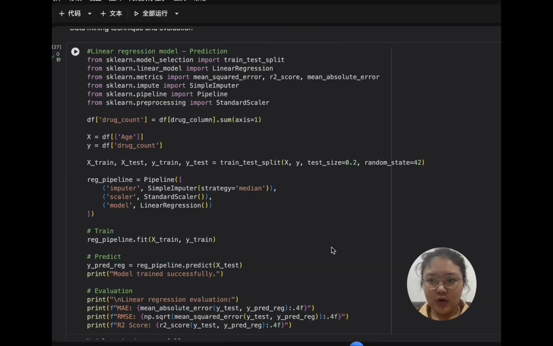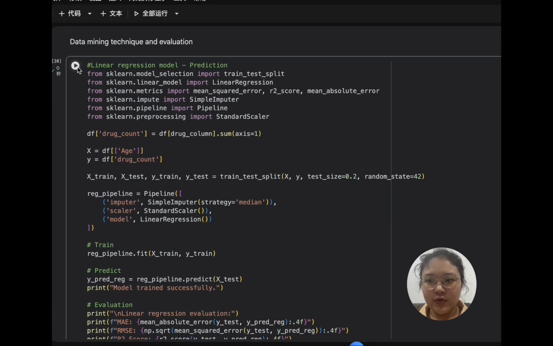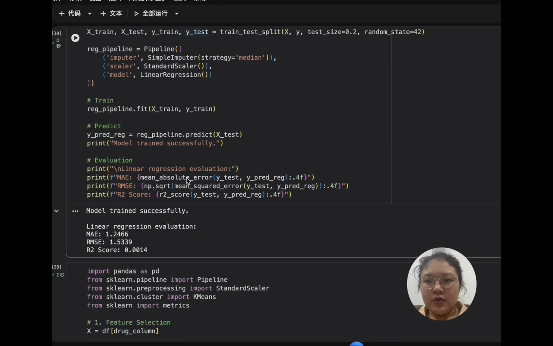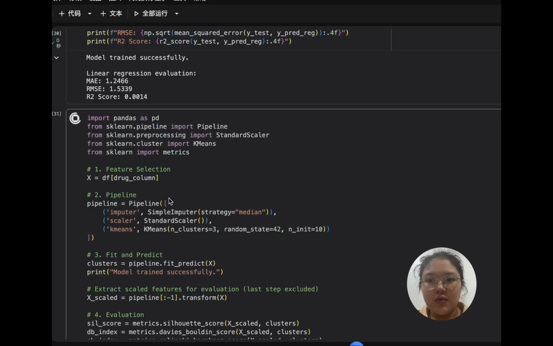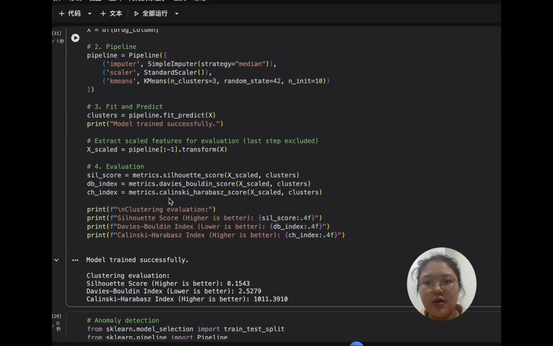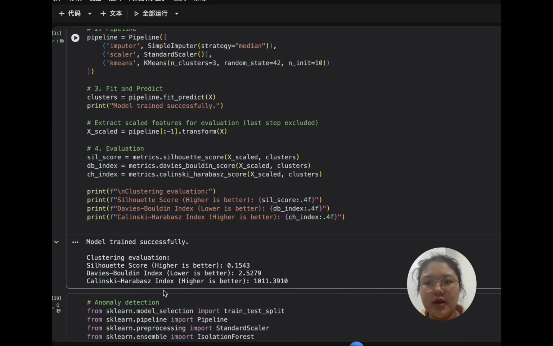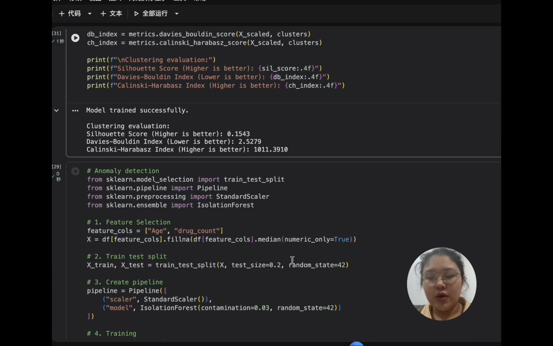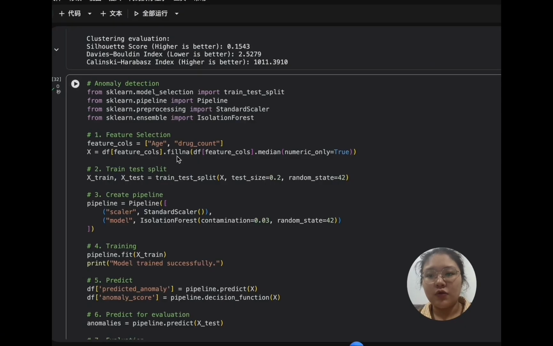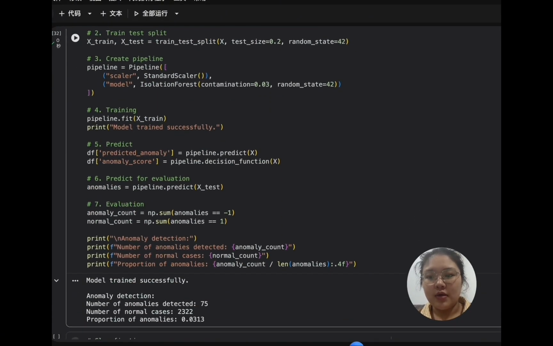First is the prediction model. We use linear regression to see if age can predict drug count. R squared is almost zero, which means age cannot really explain the outcome, so this model is quite weak. Clustering. We use k-means to see if there are any groups in the data. The result shows that the clusters are not very clear, meaning there is quite a bit of overlap. For anomaly detection, we use the isolation forest and found about 3% of cases as anomalies. Although there are few, they are actually the most interesting ones.